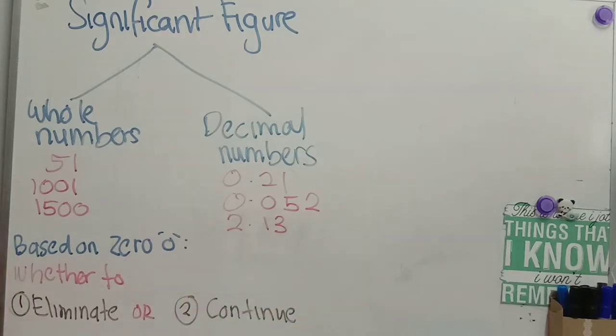How you do the significant figure is based on the zeros in the number. Both kinds of numbers can have zeros like this, so based on the zero we do the significant figure, deciding whether we eliminate the zero or continue with the zero. I'm going to explain how to determine whether the zero can be eliminated or must be kept in the number to find the significant figure.